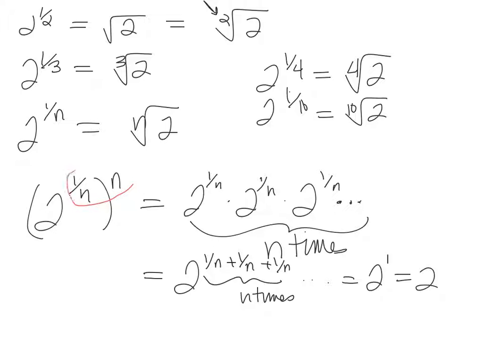Remember what we do here? When I have an example, x to the a raised to the b, I multiply them. That's what we do here. 2 to the 1 over n raised to the n gives me 2 to the 1 over n times n, which is 1. Duh. Awesome. All right.